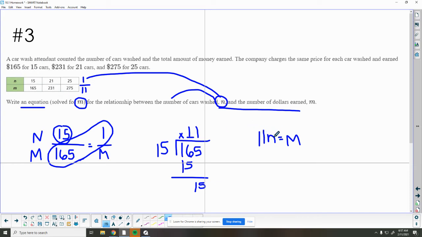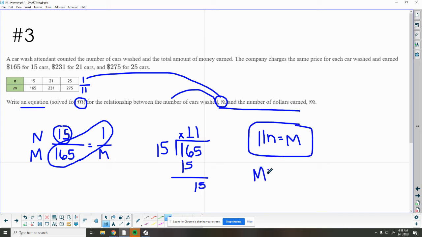So if they wash two cars, they'll earn $22. They wash three cars, they'll earn $33. So this equation can help this car wash attendant figure out how much money they should have when the day is done. If they know how many cars have been washed, they multiply that by 11, they'll know how much money they made. So remember, as you're doing this, put in the numbers with the on-screen keypad, not with your keyboard. So click on the screen and you can type this in.